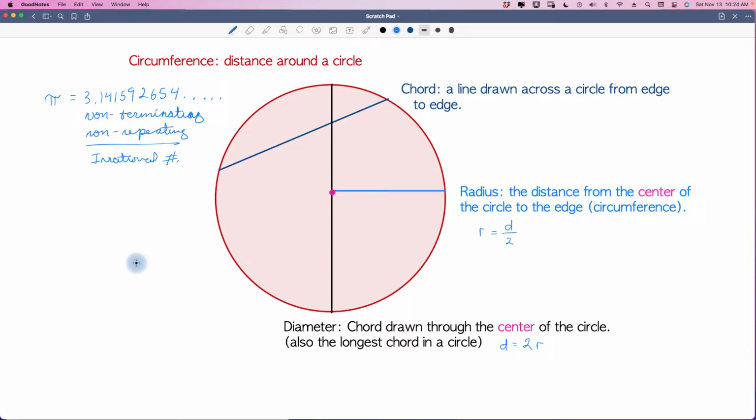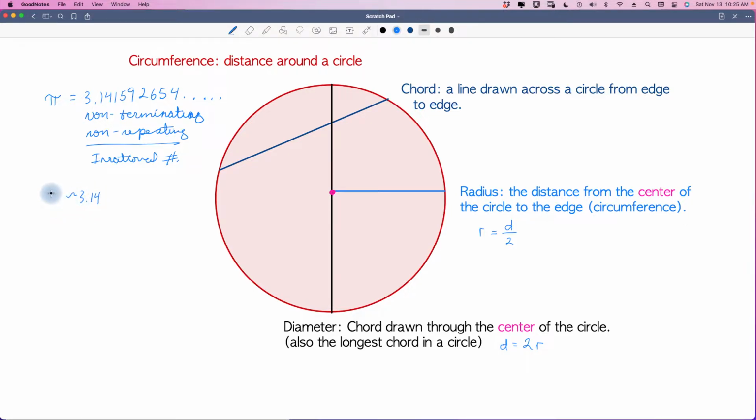But it's really, really close. I mean, it's really close. So what we do is we do use it, but we round it, right? So we say that we are going to use the rounded version of this in our calculations. And that rounded version is 3.14.